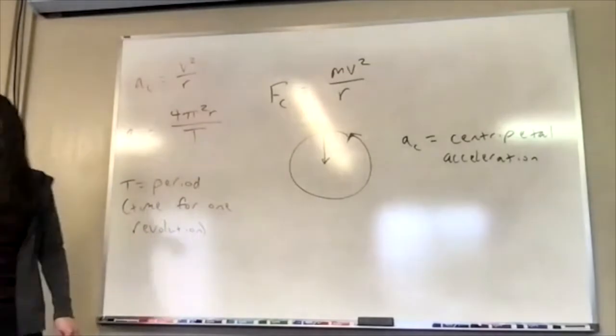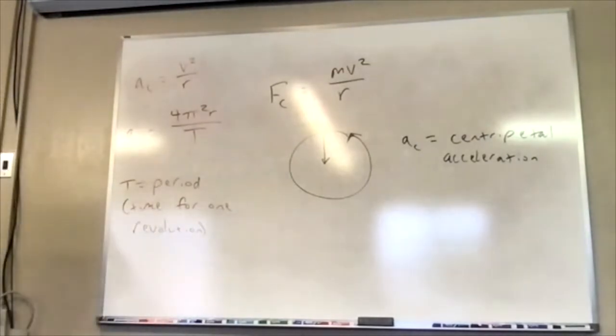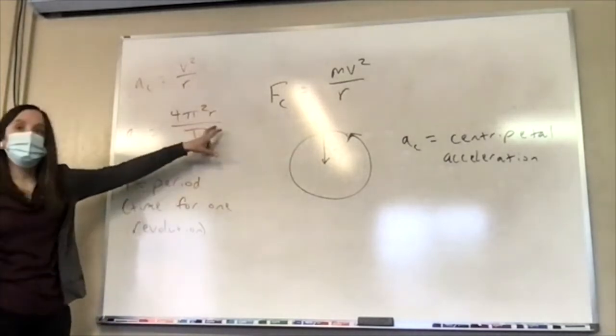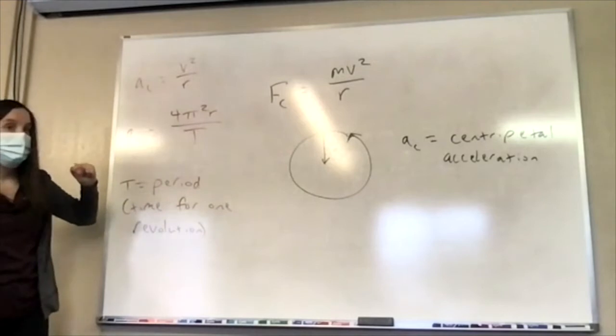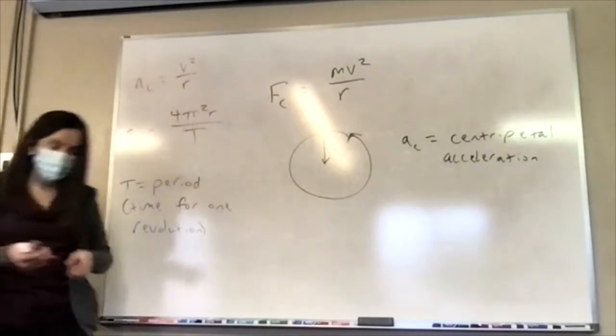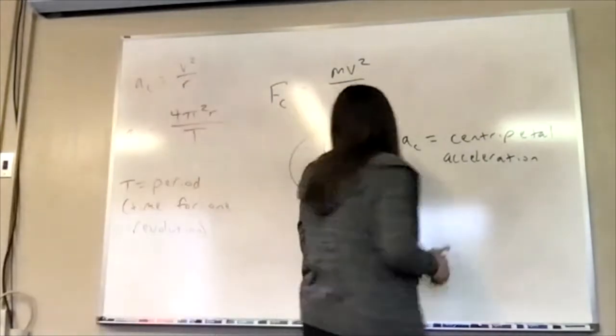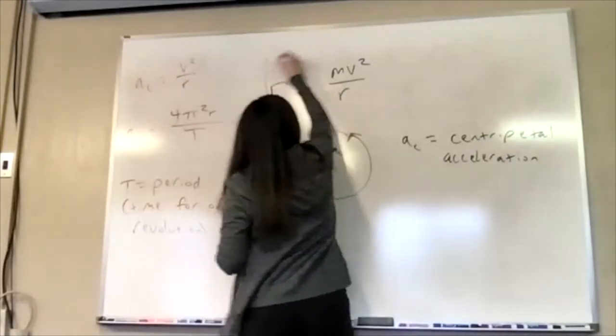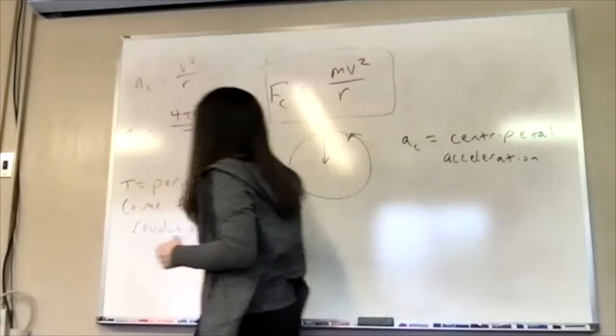So the time to complete one circular motion is called the period, and it's capital T. So if you're given time and radius, you'd use this equation. If you're given velocity and radius, you'd use the top equation. So now there's three equations that will be helpful to you on your note card.